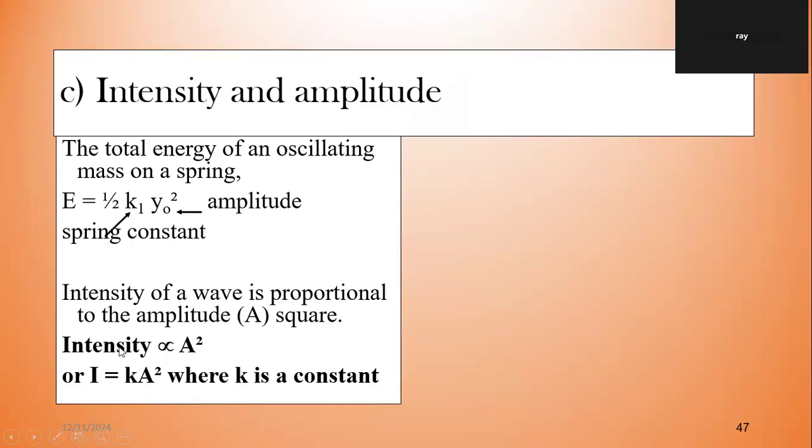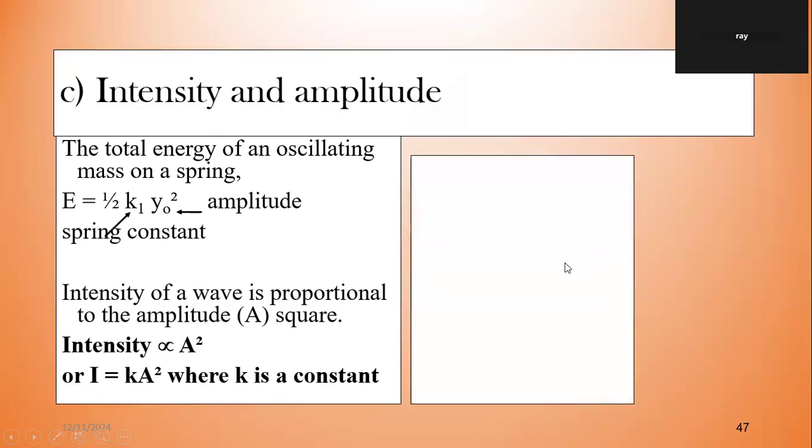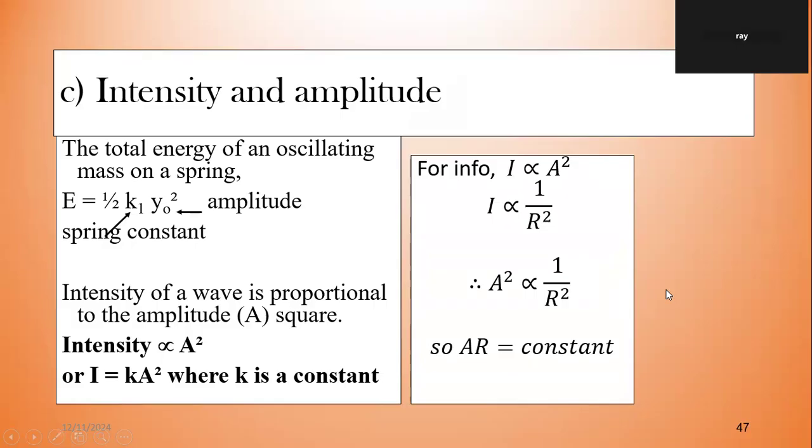So intensity is proportional to amplitude squared. Right? Or we can write as I equals k a squared. Right? k is not the spring constant, it's just a constant, that's all. Right? You won't bother about that. The examiner can ask you to do all that by giving you all the info.